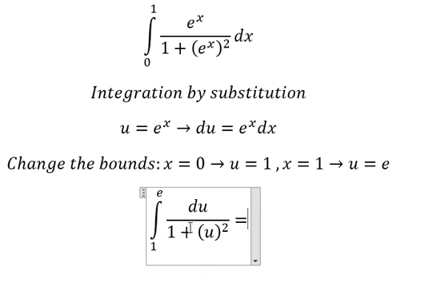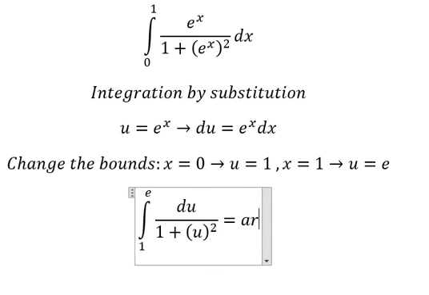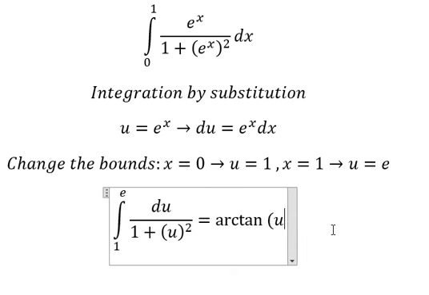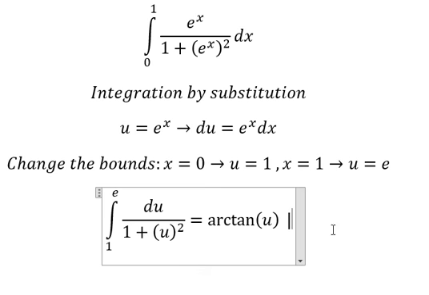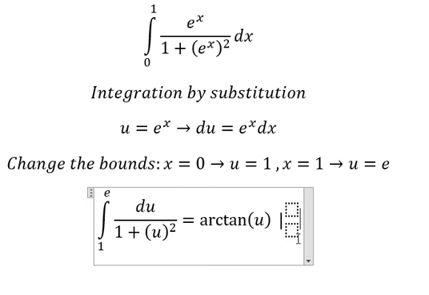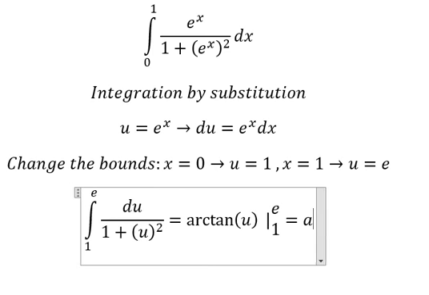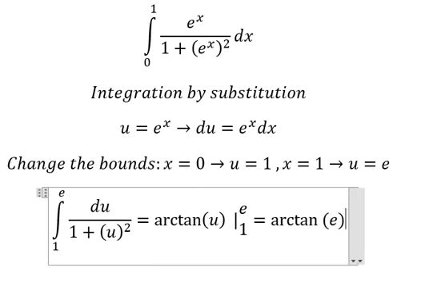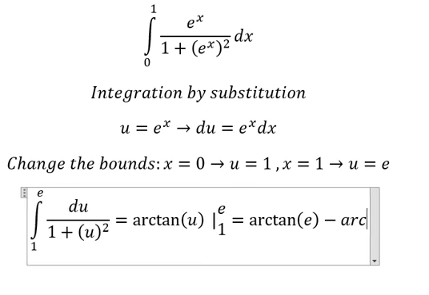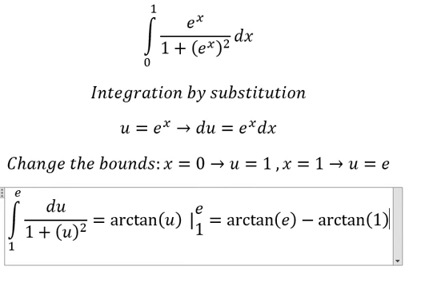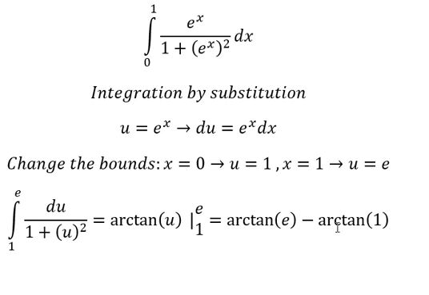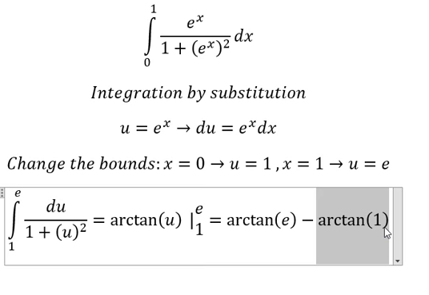So the integration of this one, we have arctan of u, and I will put the bounds from 1 to e. And now we have arctan of e minus arctan of 1. And this one we have pi over 4.